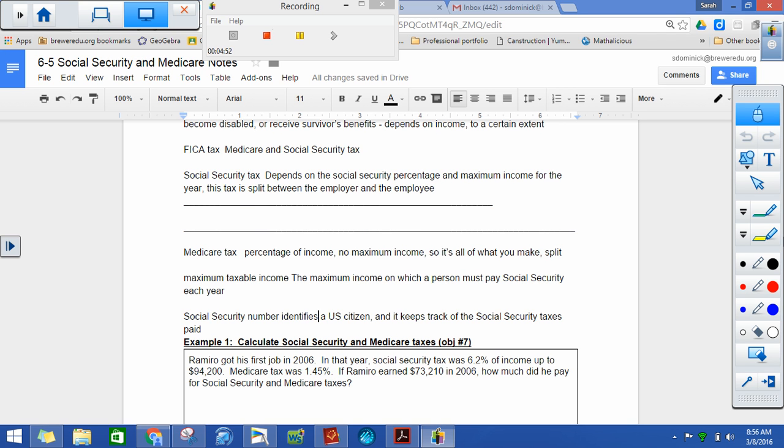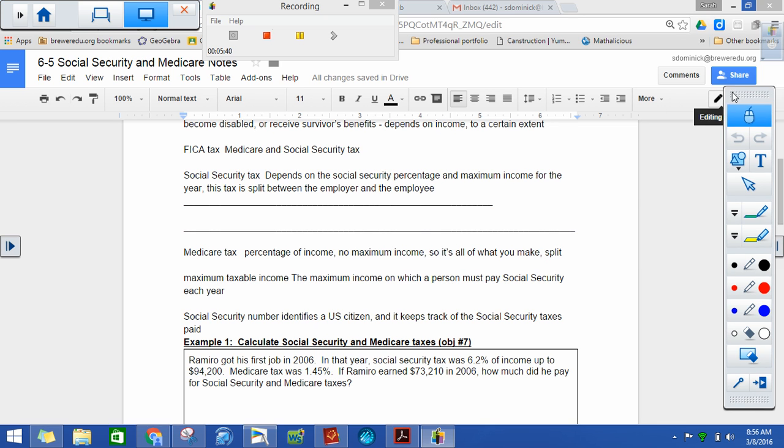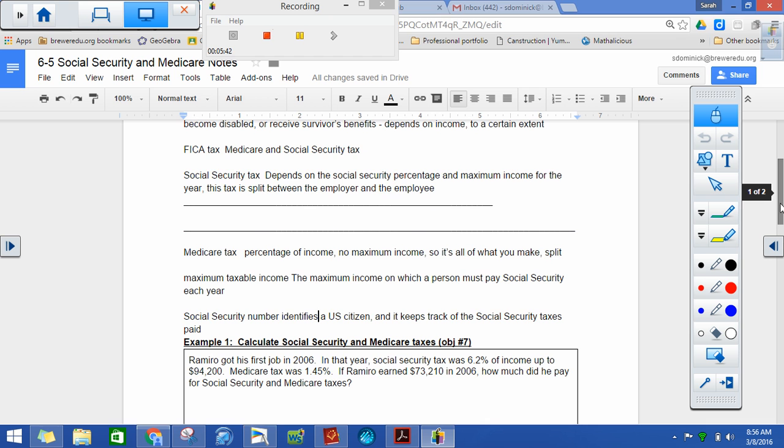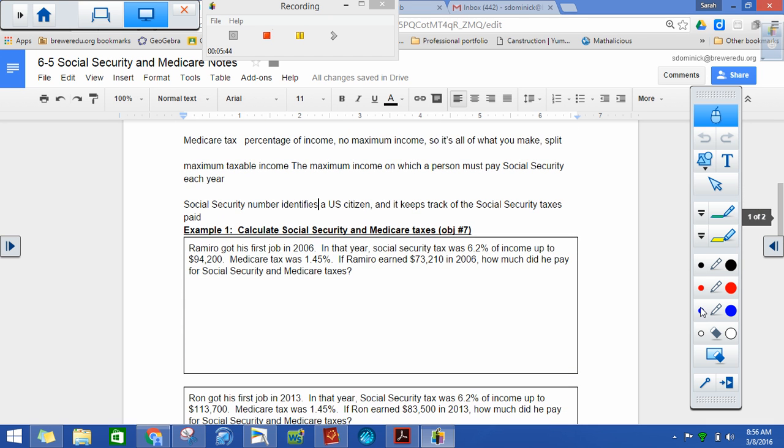Medicare tax is 1.45%. If Ramiro earned $73,210 in 2006, how much did he pay for Social Security and Medicare taxes? So we're going to find each one separately and then just total them together. Alright, so if I'm going to do Social Security for that year, Social Security was 6.2%. So remember, 6.2% as a decimal is 0.062.